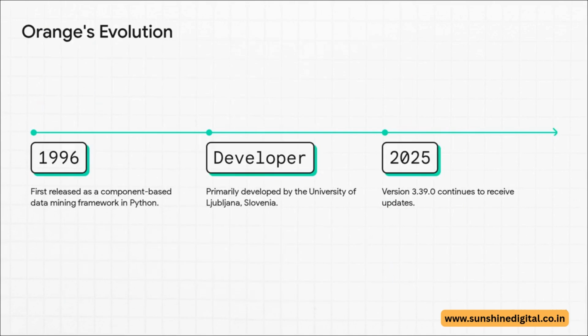And this isn't some new kid on the block. Orange has been around for a while. The first version popped up way back in 1996. It's been developed and polished for decades, mostly at the University of Ljubljana in Slovenia. And it's still getting new updates all the time. That's a serious track record.